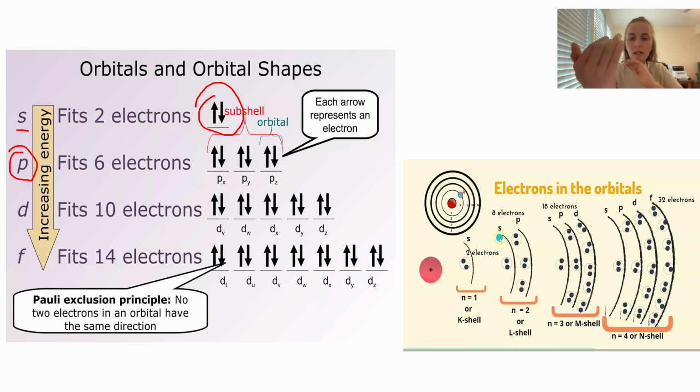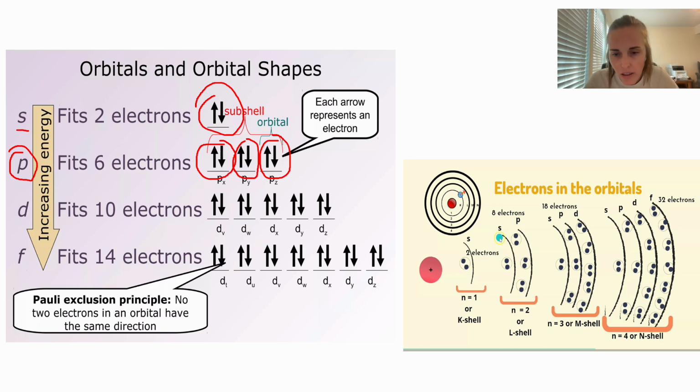And then we move into our P. And P, again, is the dumbbell shape, and it can have 3 orientations. In one orientation, you can have 2 electrons. In another orientation, you can have 2 electrons. And in another orientation, you can have 2 electrons. So you can have up to 6 electrons total in this P, anywhere where you have this P block. You can have these orientations. And the same goes for D and F.